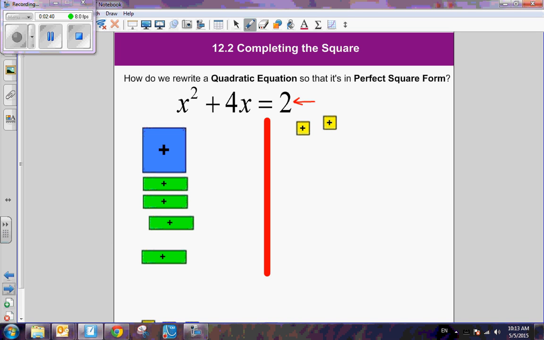Because if you look at this left side here, if we were to factor it, does it factor to become a perfect square? No, it doesn't. So we need to do something. Something needs to be done.